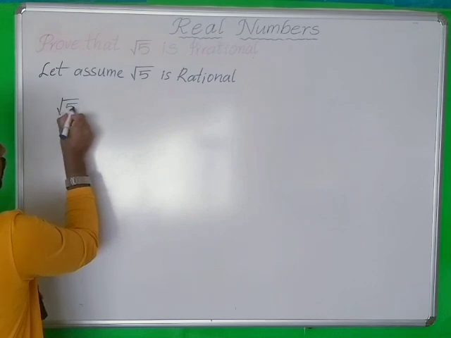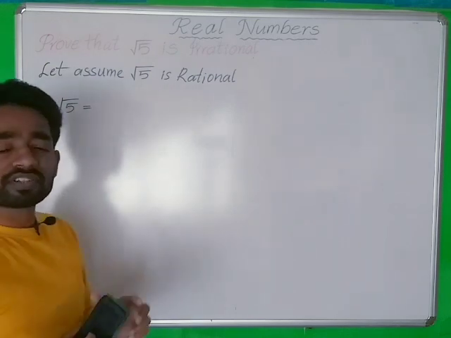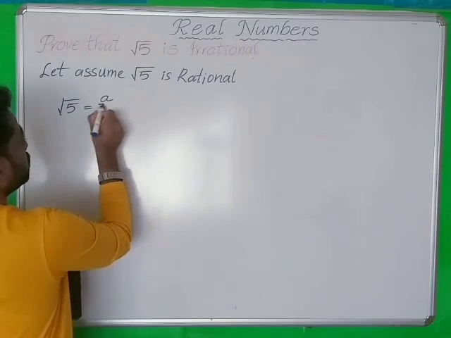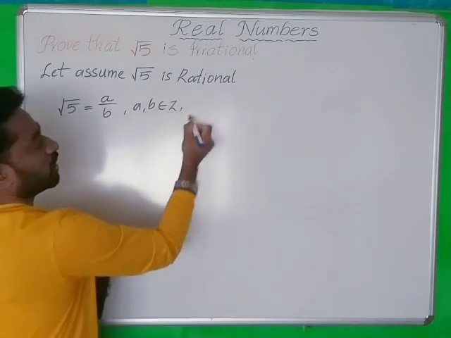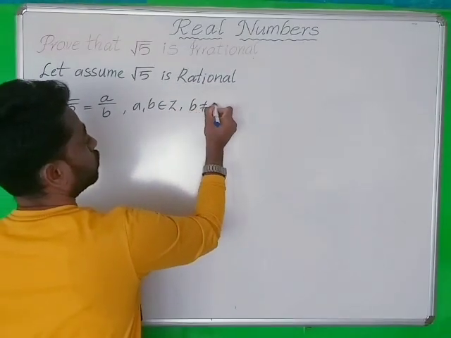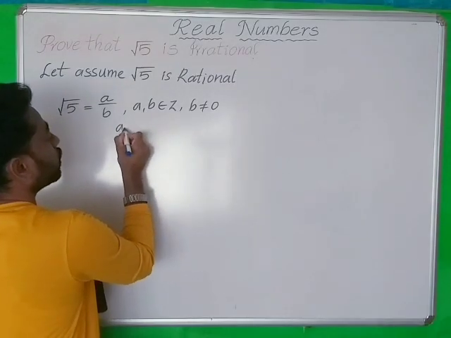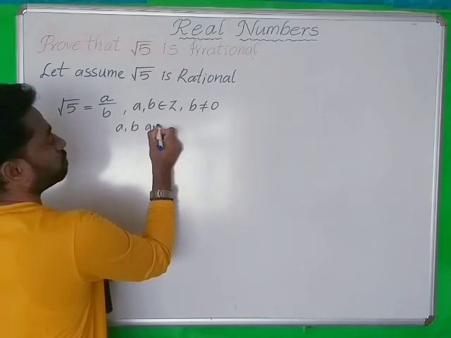Root 5 is rational means it is a rational number, which can be written in the form a by b. So now root 5 equals a by b. Here are the conditions: a and b belong to integers and b is not equal to 0. And one more important point, a and b are co-primes.